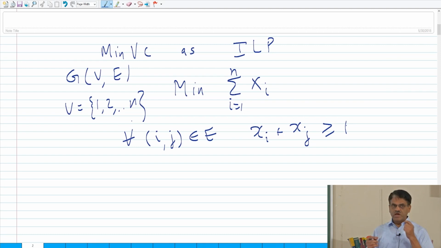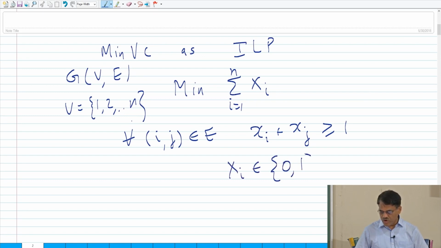For any edge (i, j), at least xi must be 1 or at least xj must be 1, right. And then I had one more constraint. What are the constraints on the xi's? They are either 0 or 1, right. This is the exact formulation of minimum vertex cover, okay. Because if you pick any solution to this, wherever I have put 1, take it into my set, and that would be a vertex cover, and if you pick any vertex cover, you can set the variables to 1 and it will satisfy all these constraints.